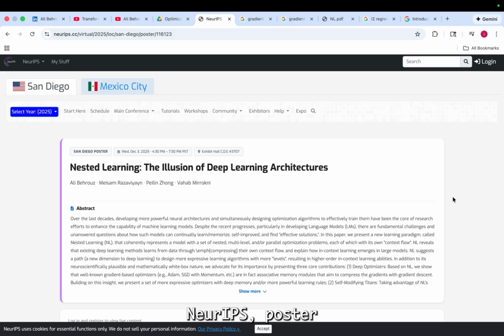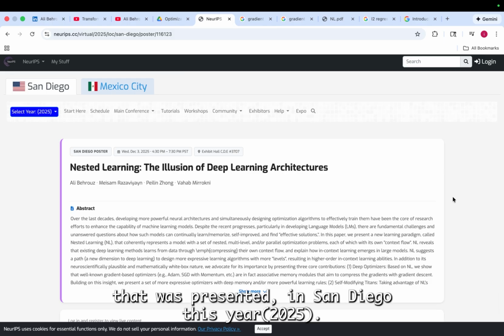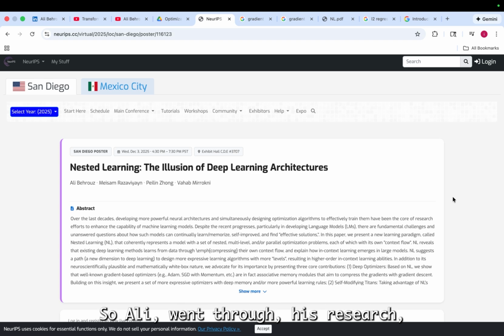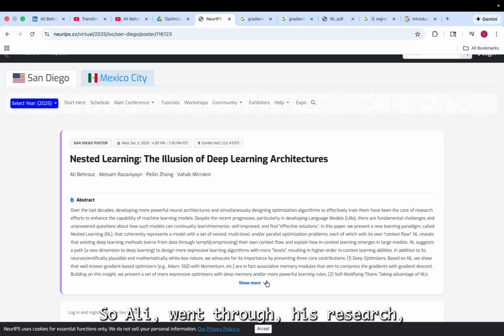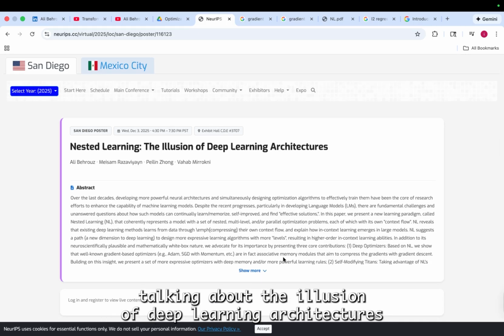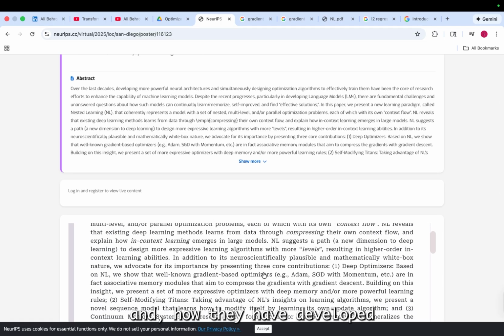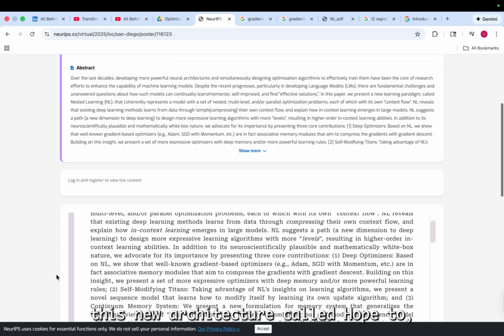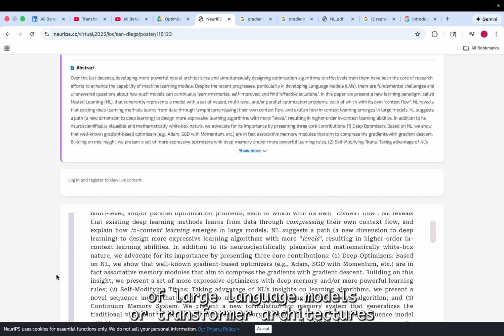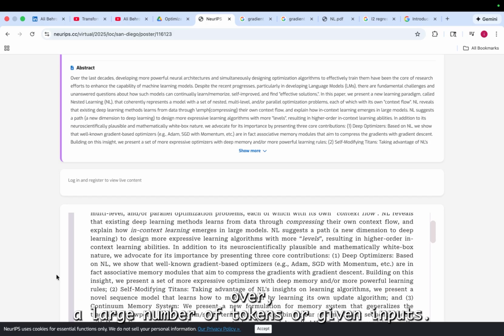So let's begin with this NeurIPS poster that was presented in San Diego this year. Ali went through his research talking about the illusion of deep learning architectures and how they have developed this new architecture called Hope to improve the learning of large language models or transformer architectures over a large number of tokens or given inputs.